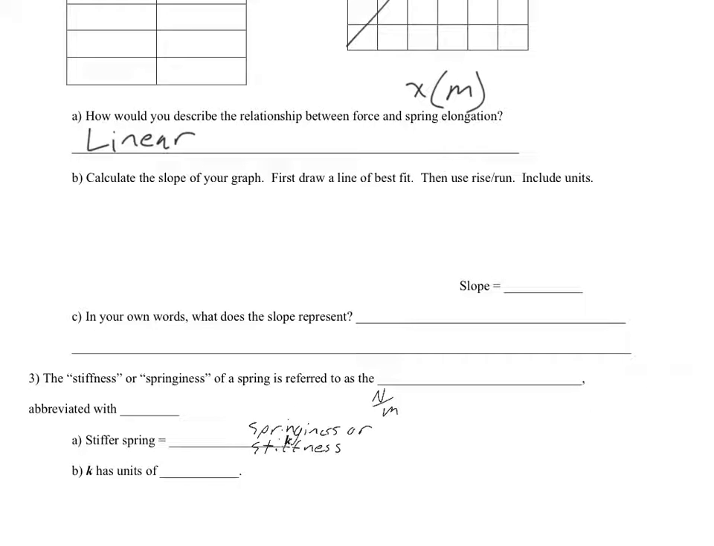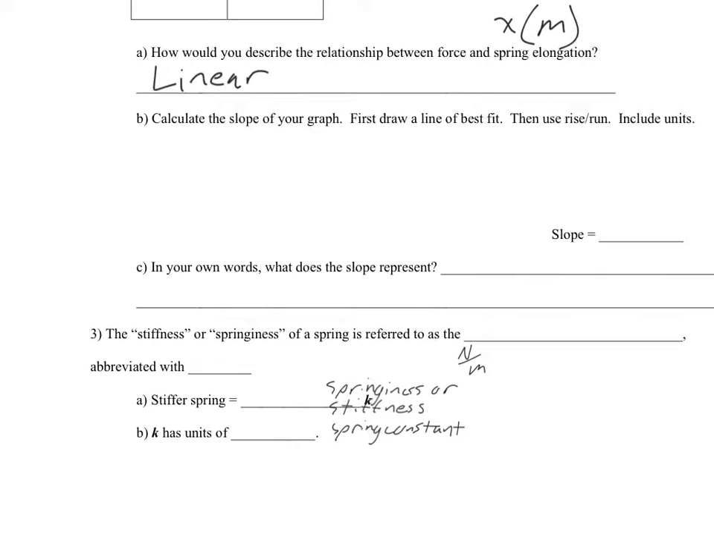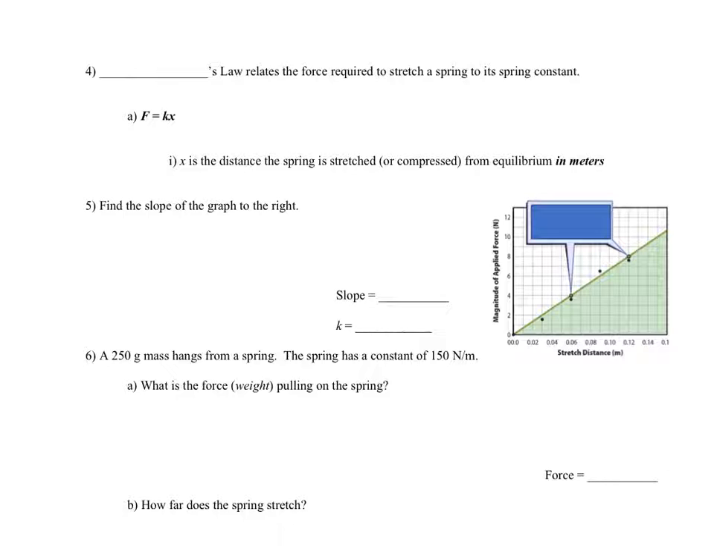And what it actually represents is something we call in physics the spring constant, which we're going to abbreviate with a lowercase k. So the stiffer the spring, the bigger the spring constant. And it has units of newtons per meter. This relationship that students discovered is referred to as Hooke's law. So Hooke's law is F equals kx.